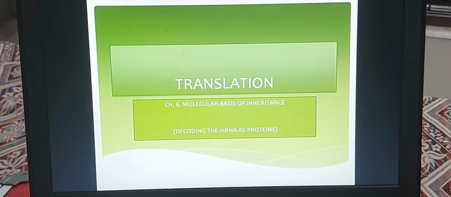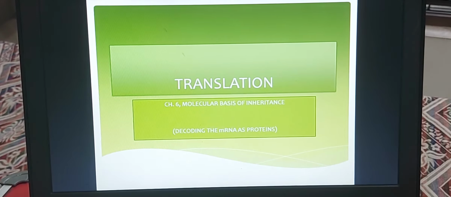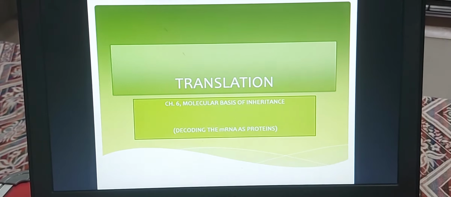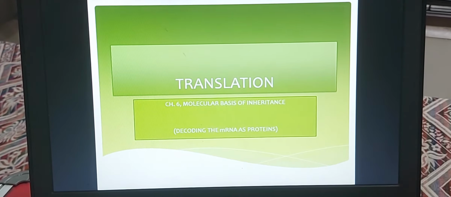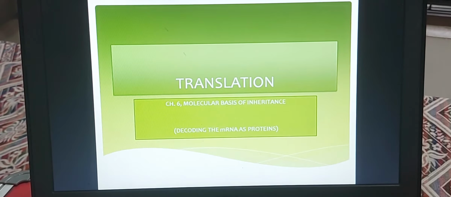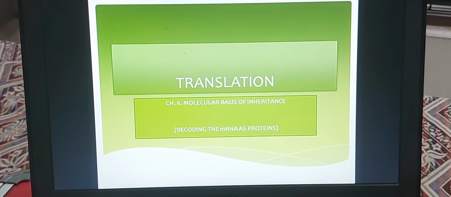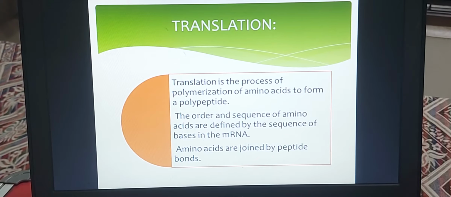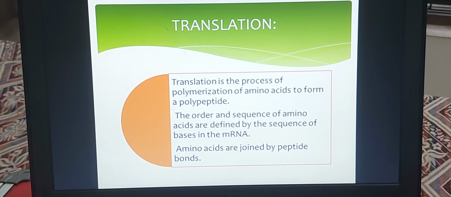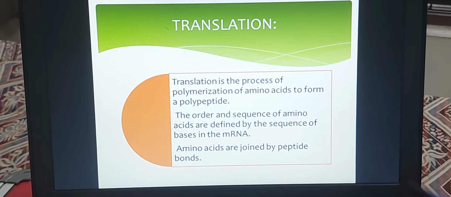Translation means passing the information or messages from mRNA to proteins, and the mRNA is the messenger RNA which is carrying the information from DNA and that will be passed on to the proteins. So in this video today we are going to discuss the requirements for translation. Before we start with that, let's have a revision of the definition of translation.